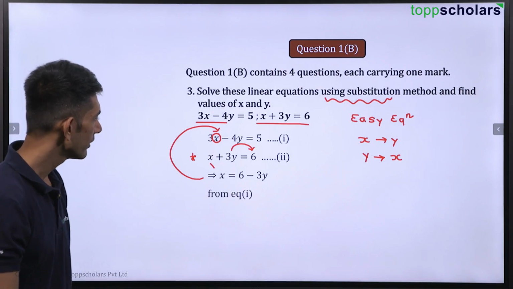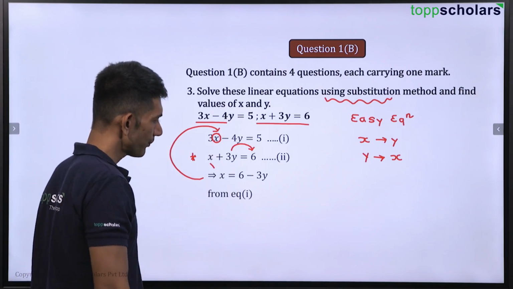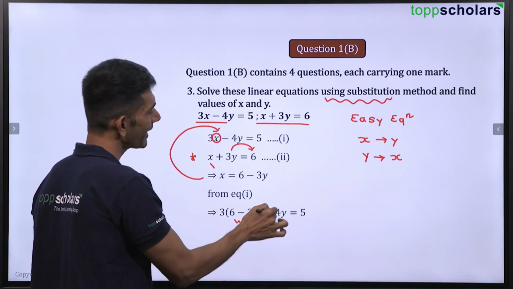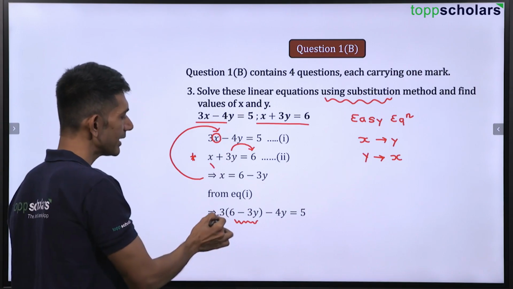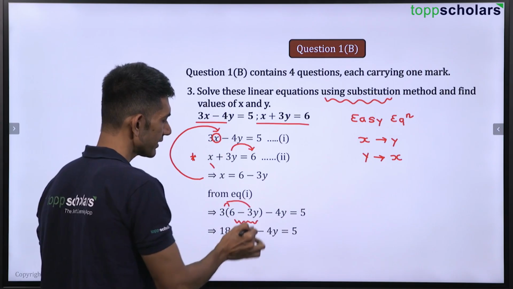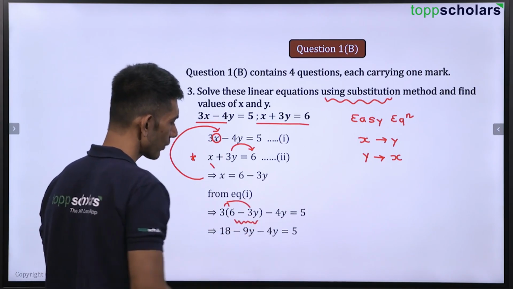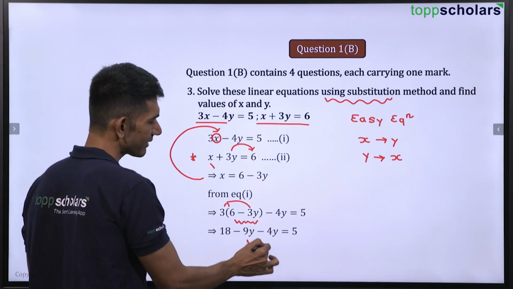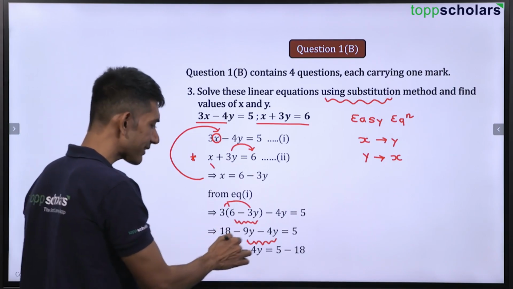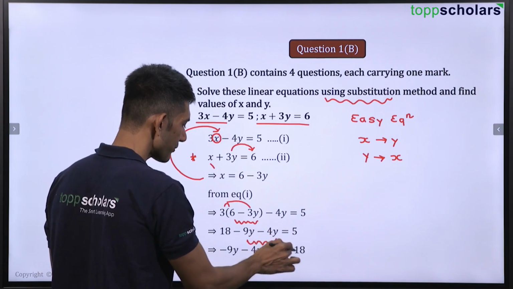So what will happen? We get 3 into 6 minus 3y minus 4y is equal to 5. Multiply, 6 3s are 18, and 3 3s are 9. Minus 9y minus 4y is equal to 5. So minus 9 minus 4 is minus 13. So we get minus 9y minus 4y is equal to 5 minus 18.